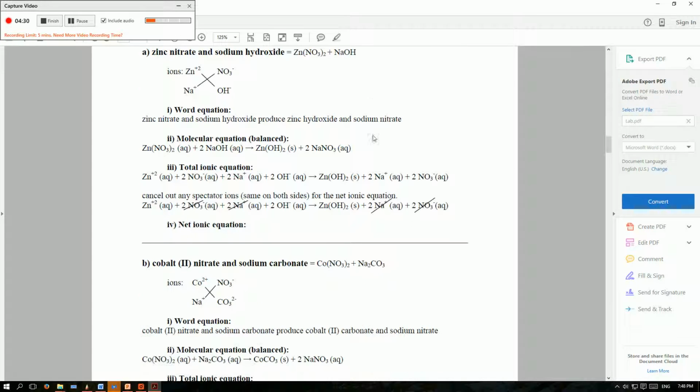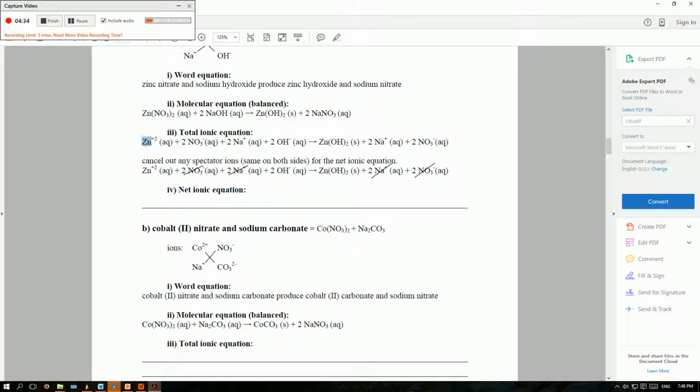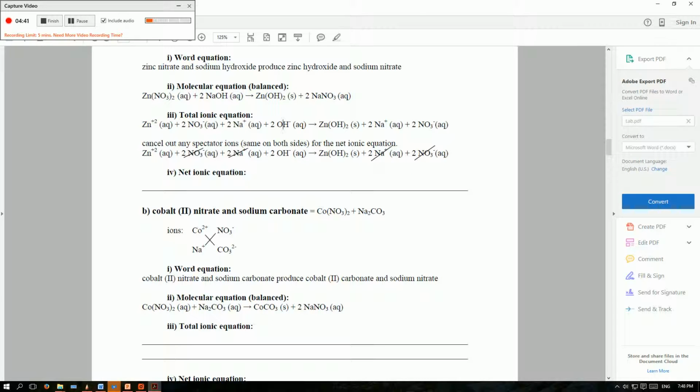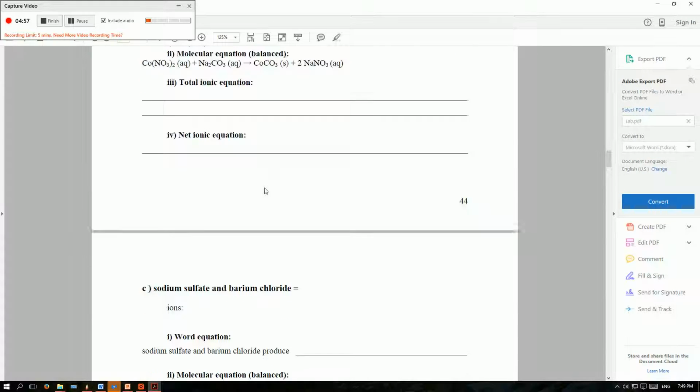This shows you how to do these things. Total ionic equation, like I said, just picture this in water. It's just everything's breaking up into its components, and even the products. Cancel out any spectator ions, so this is the same thing. These ones don't do anything. They're floating around in the reactants, and they're floating around in the products. Same thing would happen here.